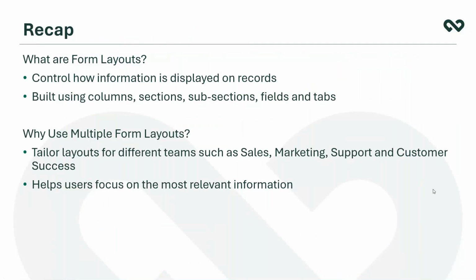Okay, now let's just take a moment to recap what we've covered so far. So starting with what form layouts are, form layouts control how information is displayed on your records. They allow you to organize data into columns, sections, subsections, fields, and tabs, helping structure information. Different teams such as sales, marketing, support, and customer success all work with the same records, but often need visibility of different types of information. So having multiple layouts allows you to tailor what each team sees, helping work more efficiently and focus on the information most relevant to their role.